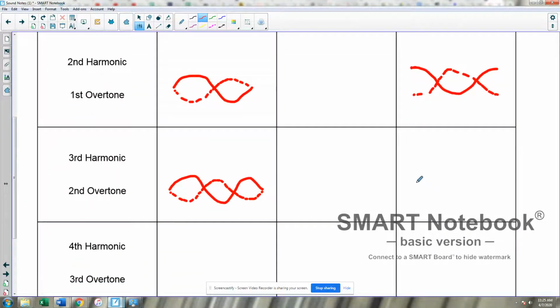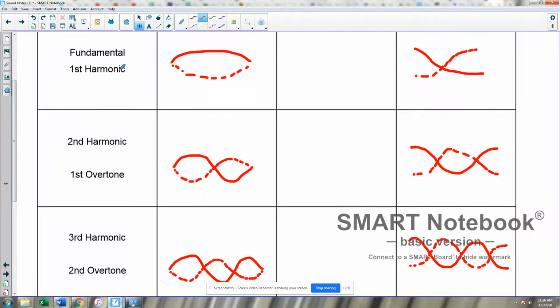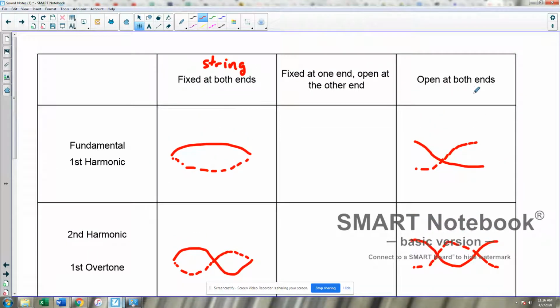Then the third harmonic, I'll do one more here. Up, down, up, down. So really all of them are allowed here. We got one full wave here, and then two more quarters of a wave. So you got 1.5 waves, just like here's one wave, and then there's another half wave. So really it's the same pattern for the string and the pipe open at both ends.